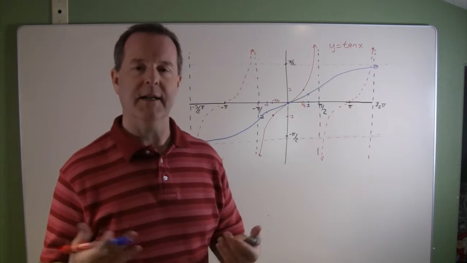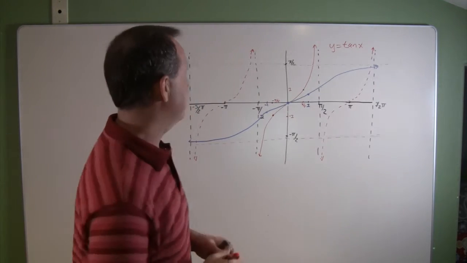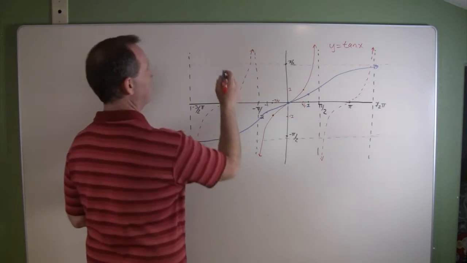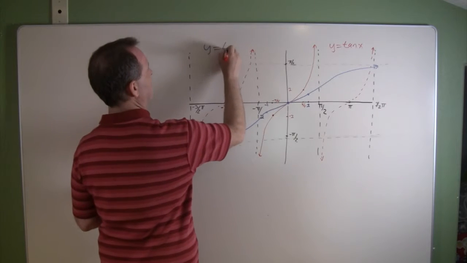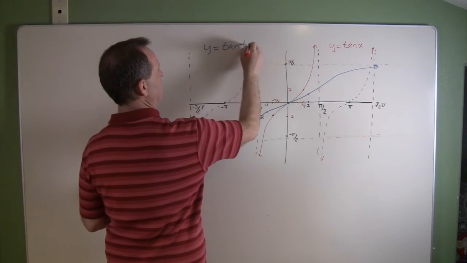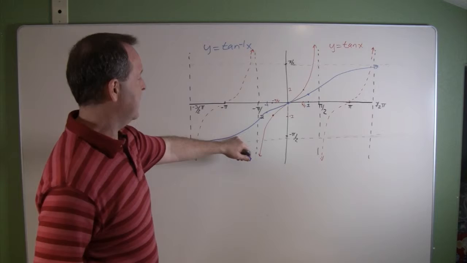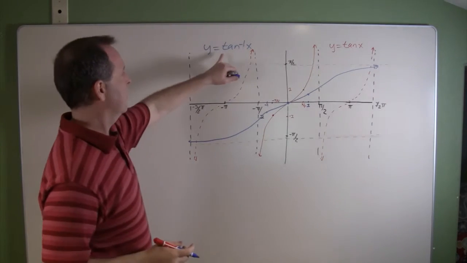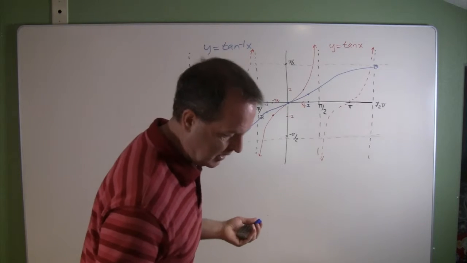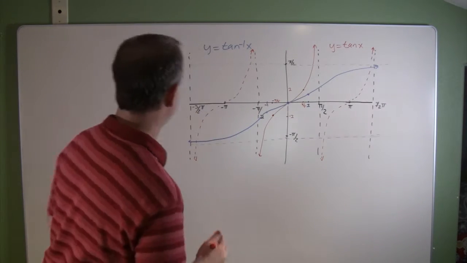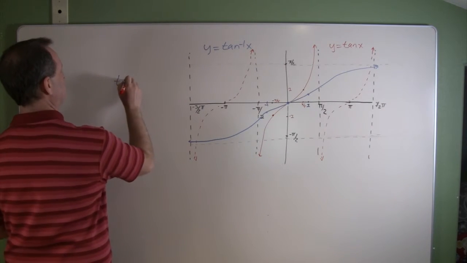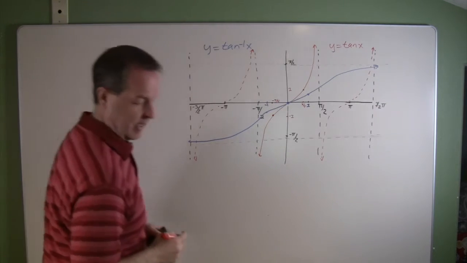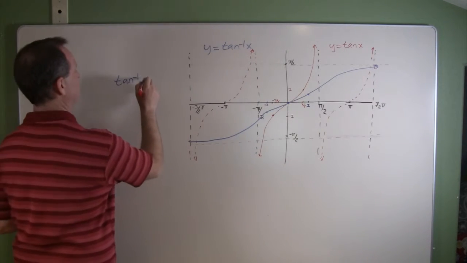So let's look at an example of how to find an inverse tangent. Let me write this down for you. My blue is the inverse function. The red was its regular function. And so we're going to explore inverse tangent functions. Let's find the exact value of the inverse tangent of root 3.